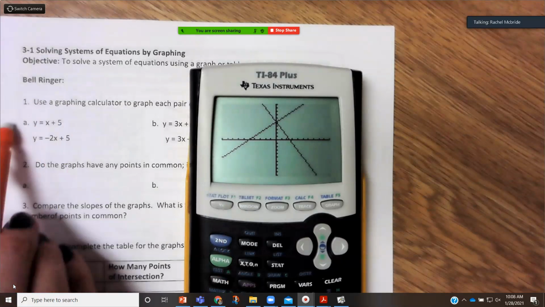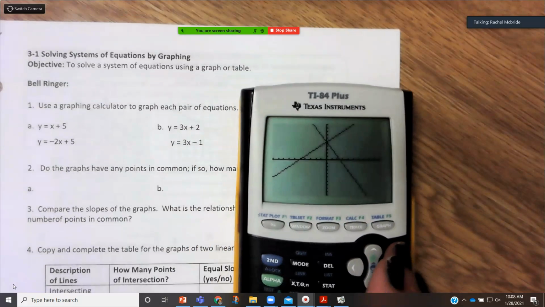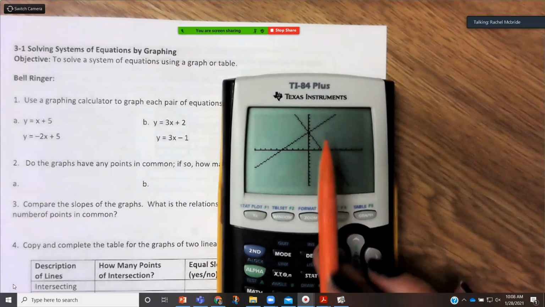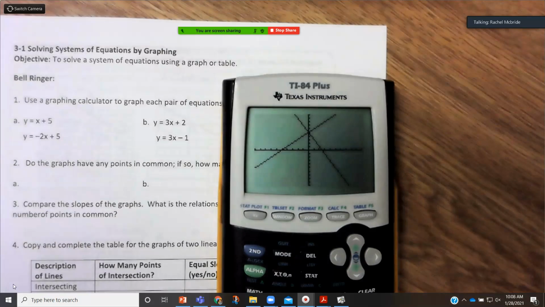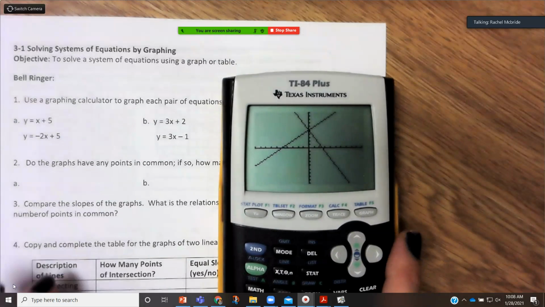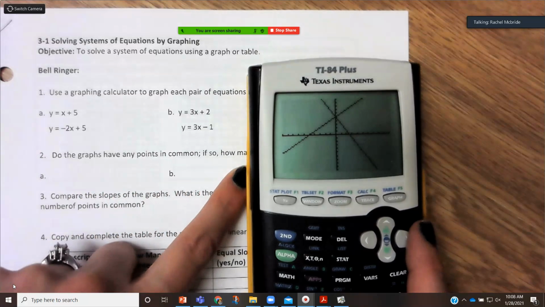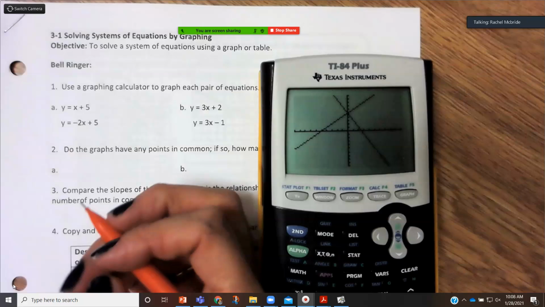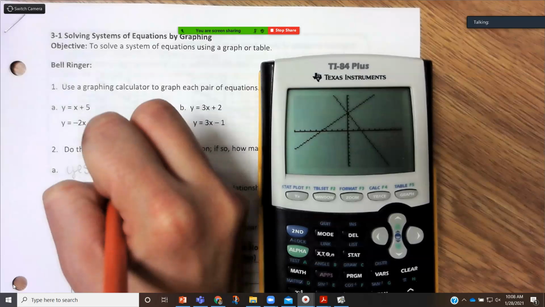And we're looking at example A right now. It says use a graphing calculator to graph each pair. So when I graph these two equations, what do we notice about those two equations? They intersect, right? They cross each other. So question 2 says, do the graphs have any points in common? If so, how many? So the answer would be yes, 1.